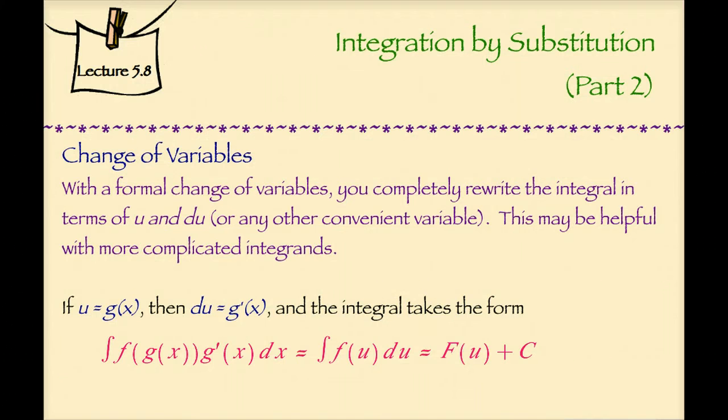As we saw in the previous lecture, with a formal change of variables, you can completely rewrite the integral in terms of u and du, or any other convenient variable. This may be helpful with more complicated integrands. We let u equal g of x and du equal g prime of x dx. This transforms the integrand from f of g of x times g prime of x dx to something a little simpler to integrate, f of u du, which of course is the antiderivative F of u plus c.